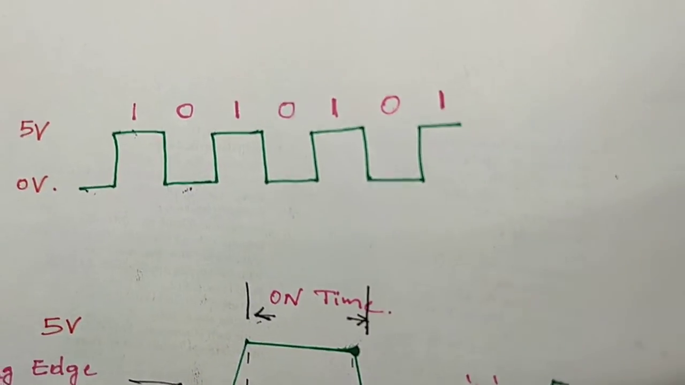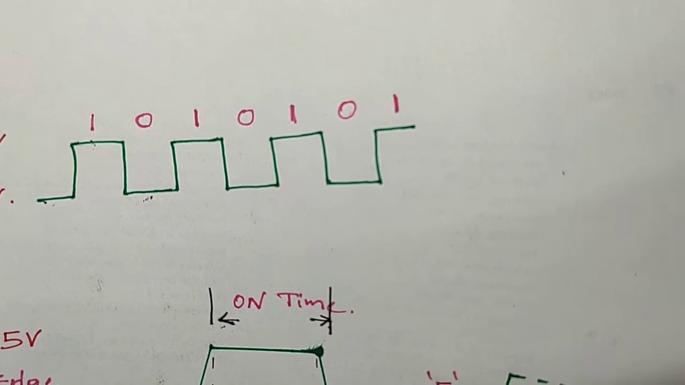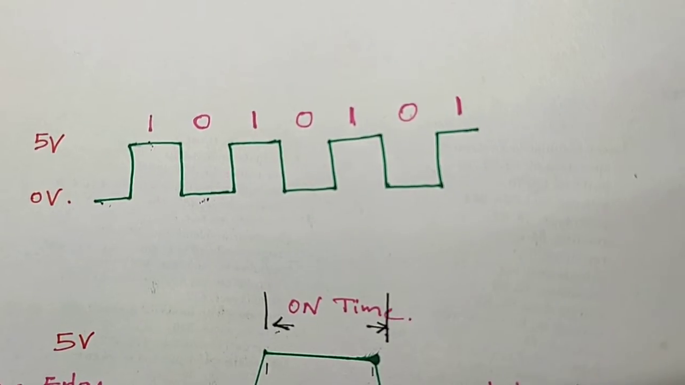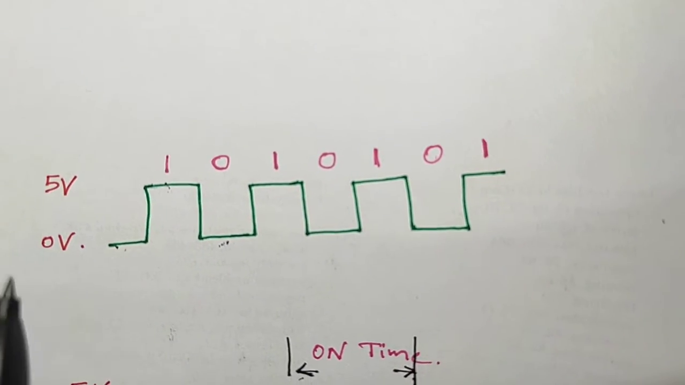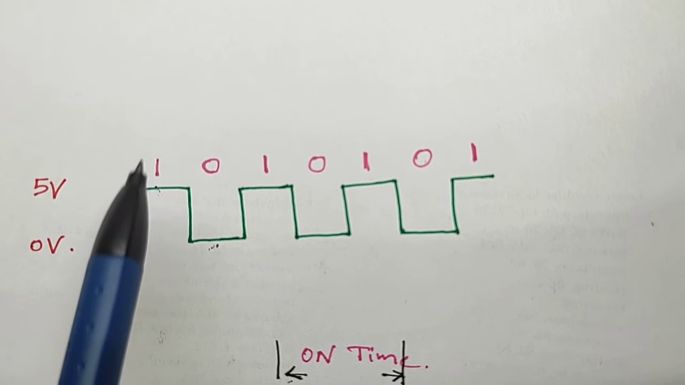This is a simple square wave diagram. The square wave continuously oscillates from 0 to 5 volts. In simple words, logic 0 to logic high.